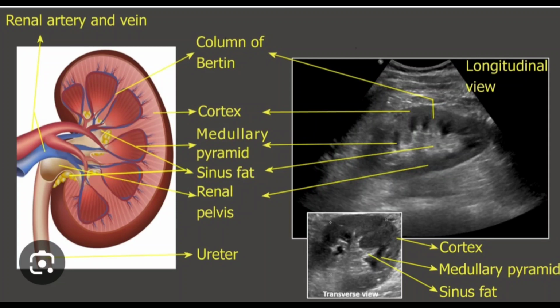The next very important take home point is the renal artery and vein. You must assess them on Doppler imaging: put the Doppler signal on and look for the patency of the renal artery and vein. It is very important, especially in those who have newly developed hypertension and there is suspicion of renal artery stenosis or renal artery thrombosis.